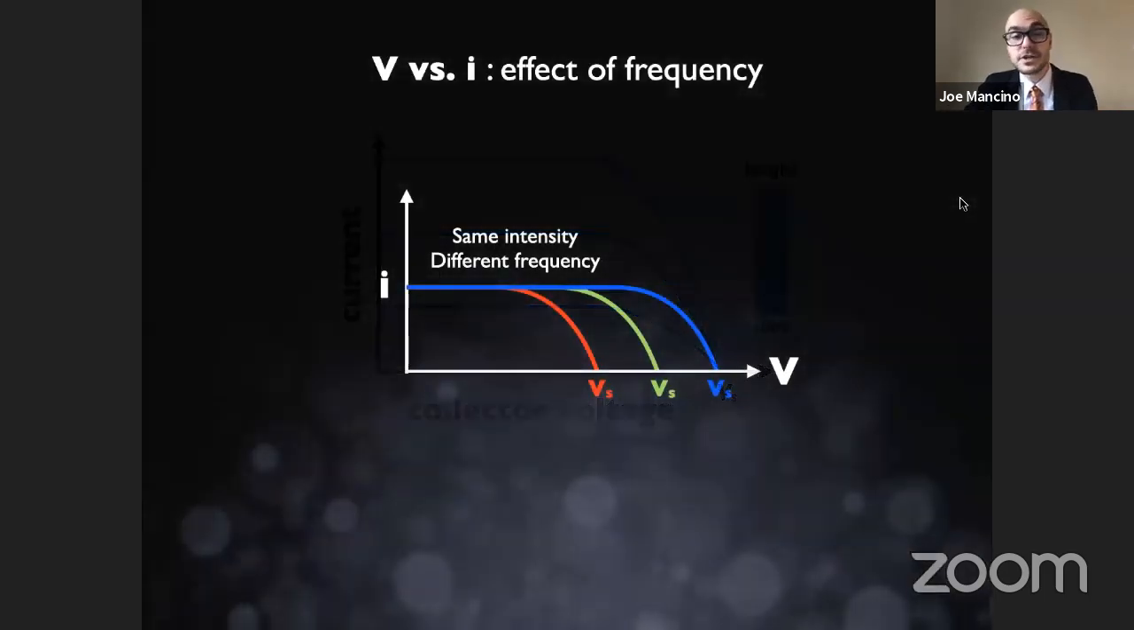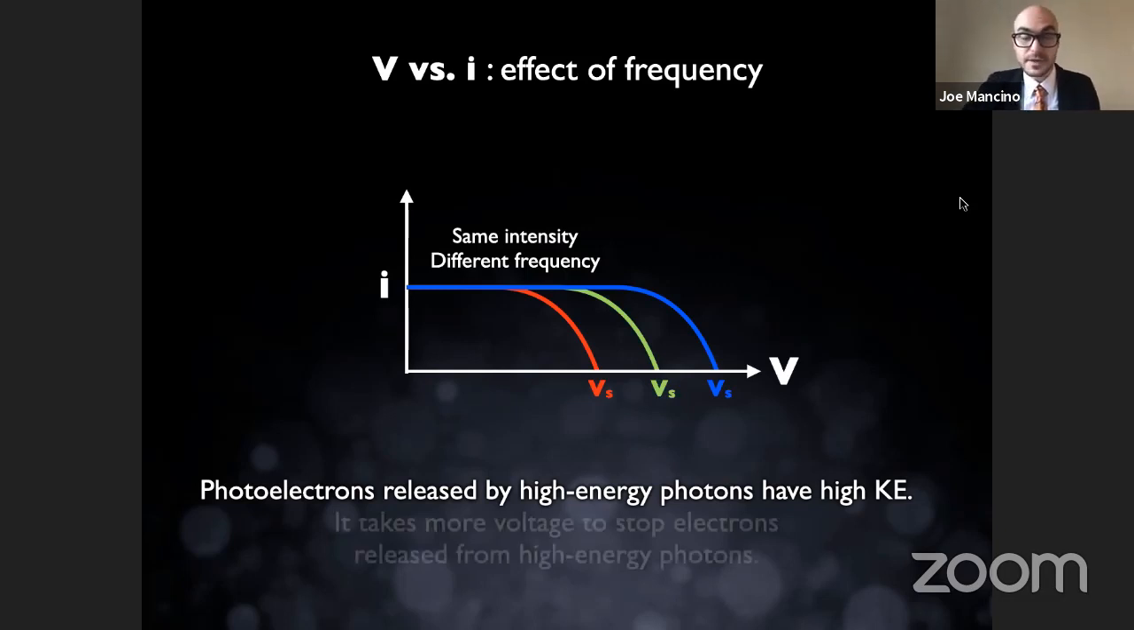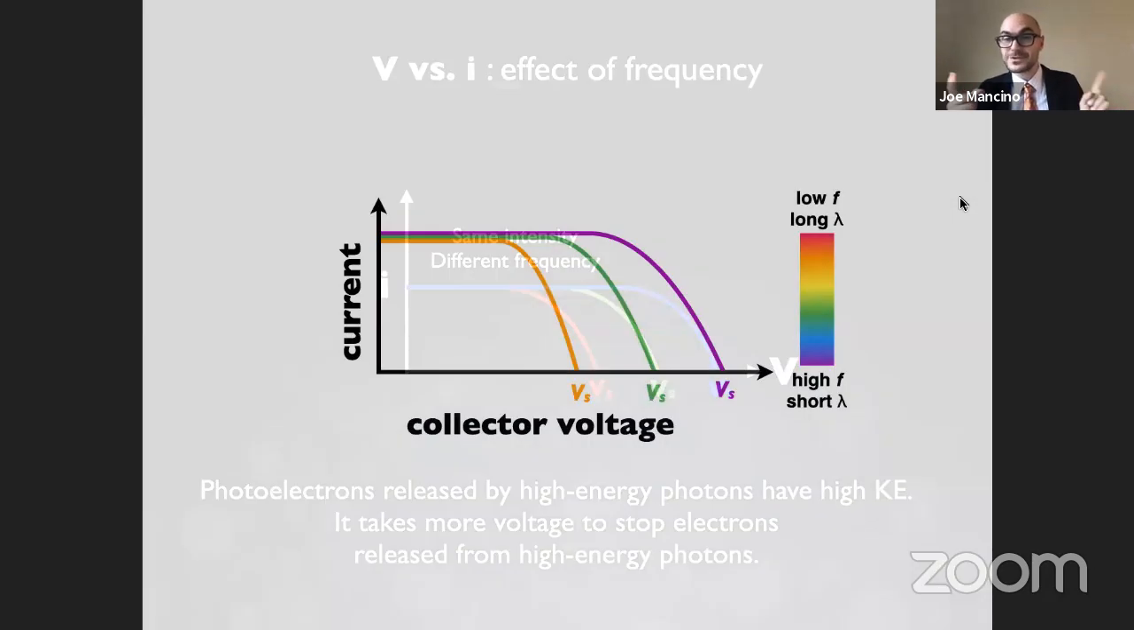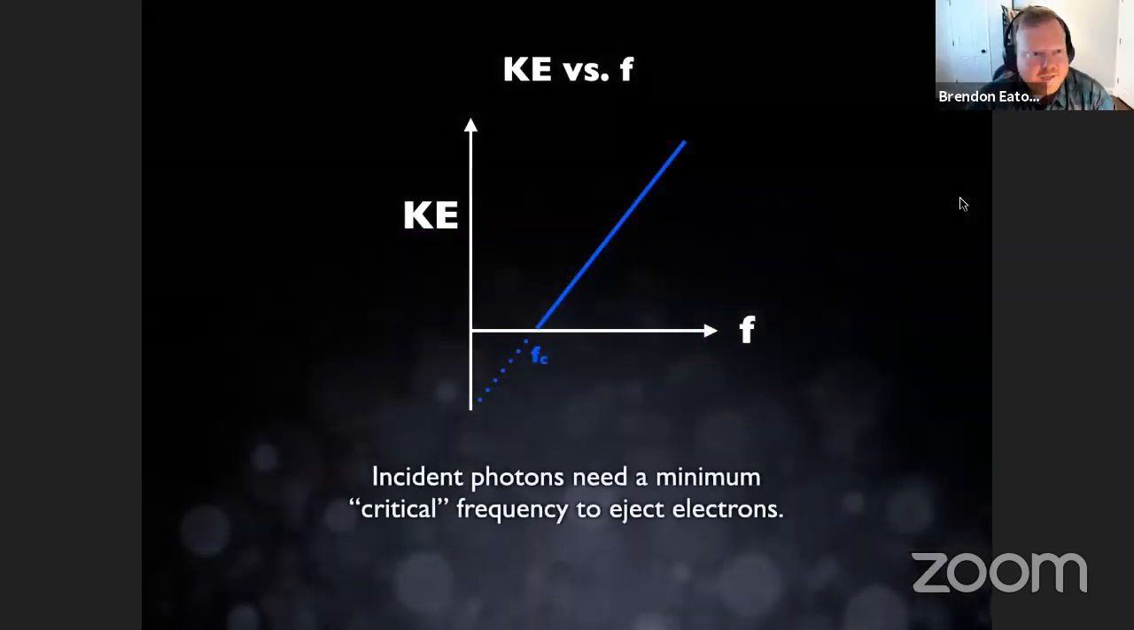And here's the effect of changing the frequency of the incoming light on the stopping potential. Photoelectrons emitted by higher energy light have greater stopping potential. It's harder to stop electrons if they've been released by high energy light. It takes more voltage to stop them. Here comes a screenshot. Screenshot that. Notice electrons released by higher energy photons have a higher stopping potential, because they had more kinetic energy, right?